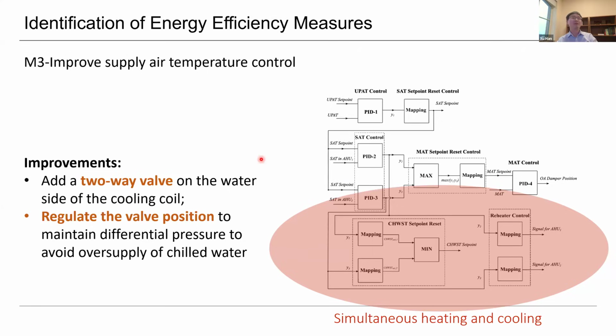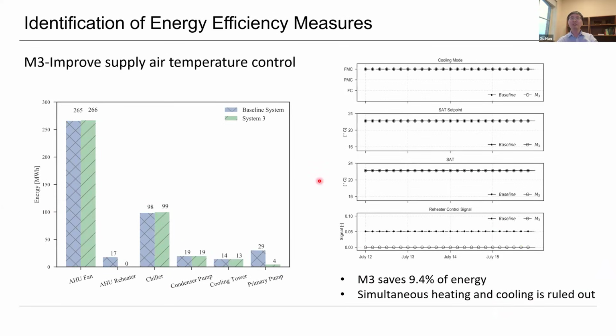So this is the reason why the air actually was overcooled. Okay, and so we propose to add a two-way valve, and then we can regulate the valve position to maintain the differential pressure to avoid the oversupply of the chilled water. And so by doing this, we can achieve about 9.4% of energy savings. Okay. And also the simultaneous heating and cooling is ruled out. Okay. And you see the AHU heater, right? This is a breakdown of the energy consumption. You see the AHU heater was basically eliminated because of this retrofit strategy.